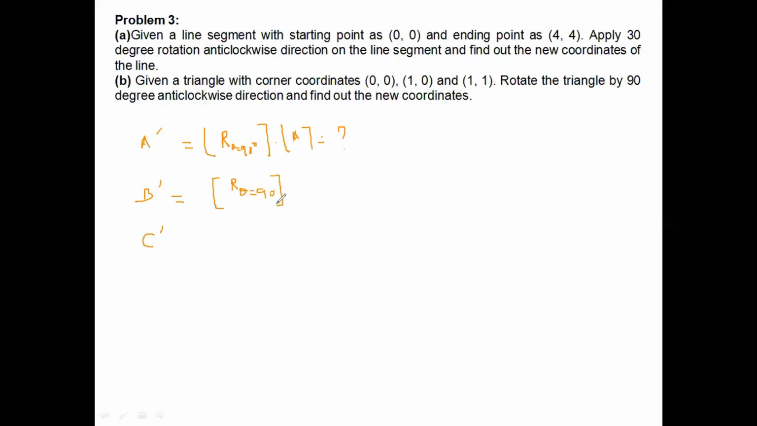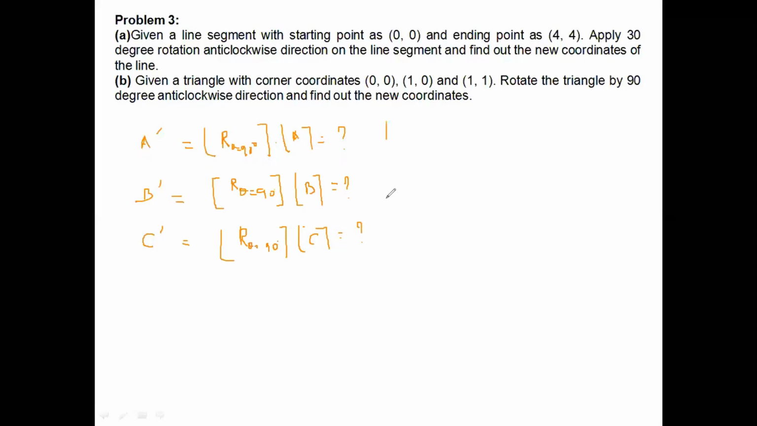as I did in the previous question for a line, and you have to put the old points of B, and what are the old points of B? It is 1 0. So you will write 1 0 1 over here and you will calculate the values of B dash. Likewise for the C dash, R theta is equal to 90 degree, and here you will write the old points of C to get the new points of C dash.